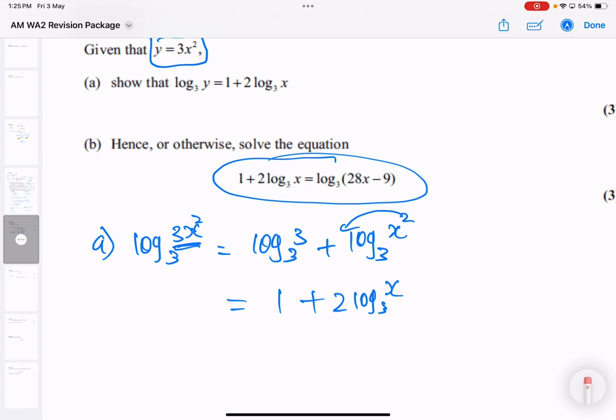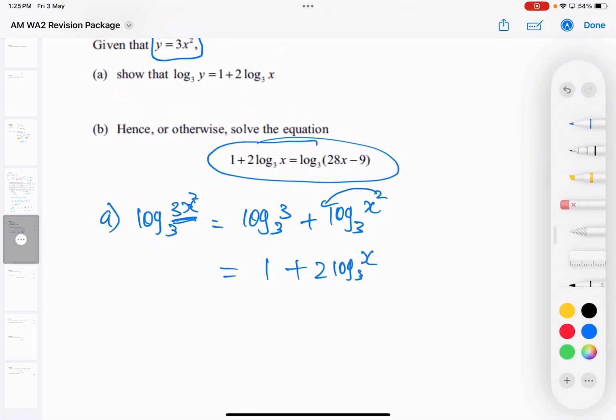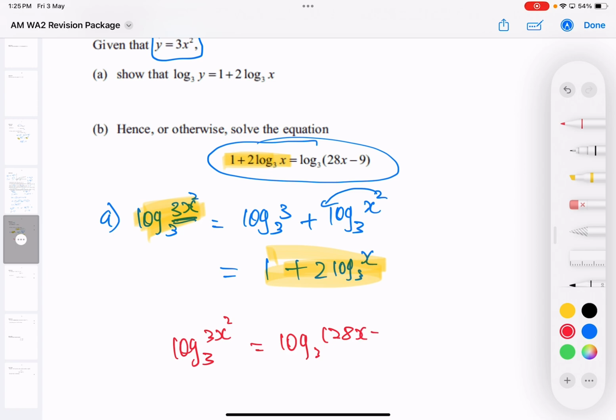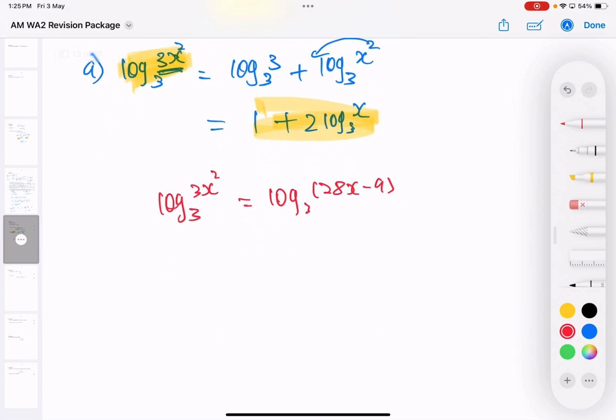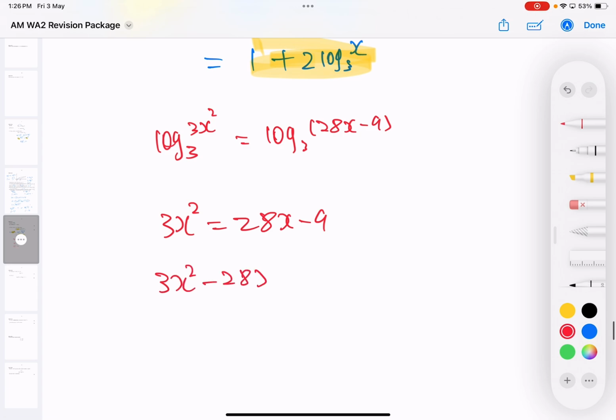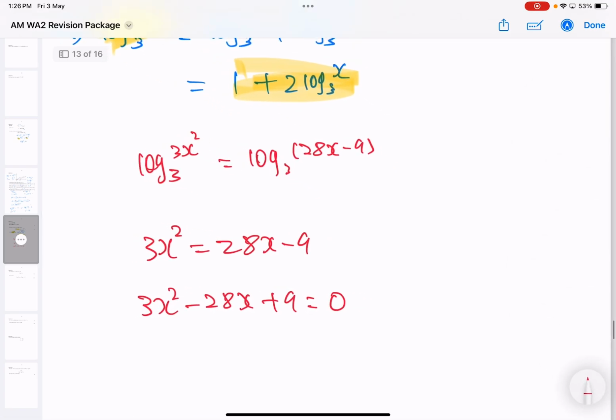Okay. So here I can actually replace this thing with this. Can you see that? I can replace because they are the same. Okay, so my next step is very simple. I replace it with log base 3 of 3x squared is equals to log base 3 of 28x minus 9. So all I have to do here is I just need to compare the results. So 3x squared is equals to 28x minus 9. Bring everything over to one side, and then you use your quadratic formula to solve. Okay? I'm not going to continue on from here. But basically, that is it.